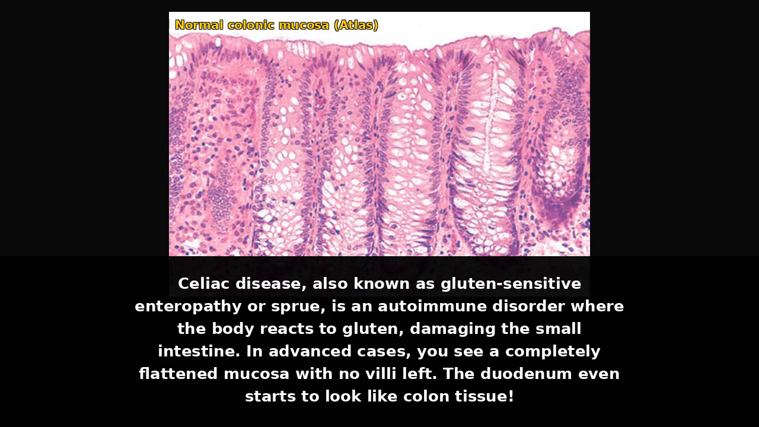Celiac disease, also known as gluten-sensitive enteropathy or sprue, is an autoimmune disorder where the body reacts to gluten, damaging the small intestine. And in advanced cases, you see a completely flattened mucosa with no villi left. The duodenum even starts to look like colon tissue.